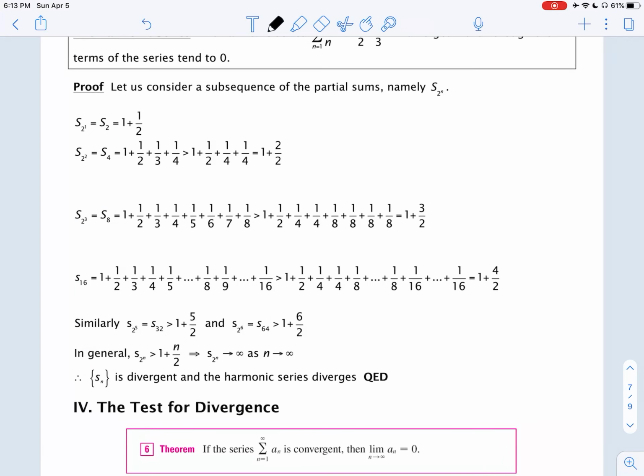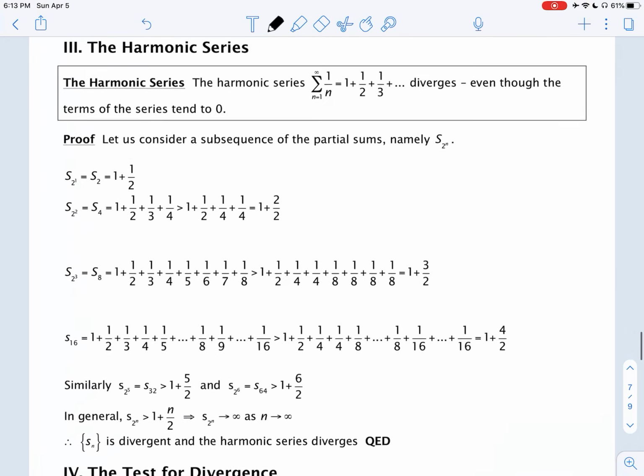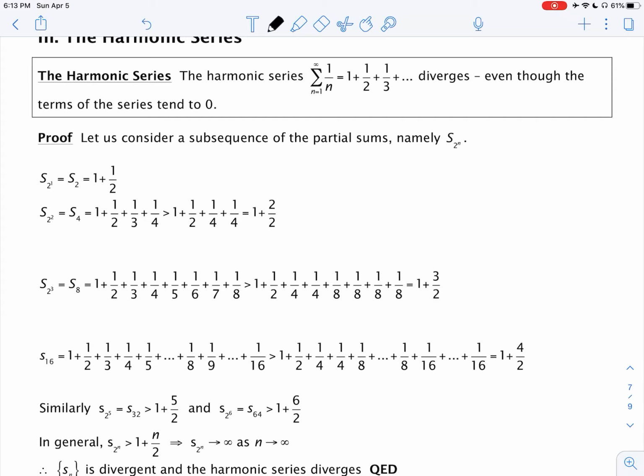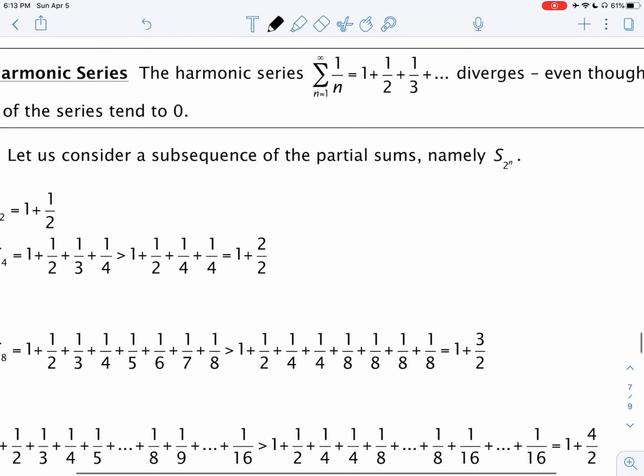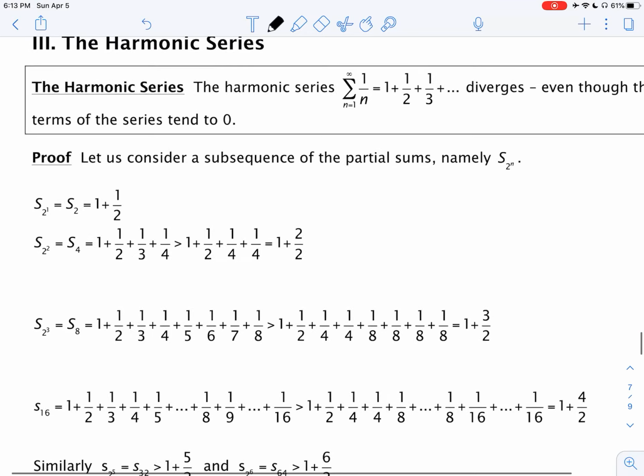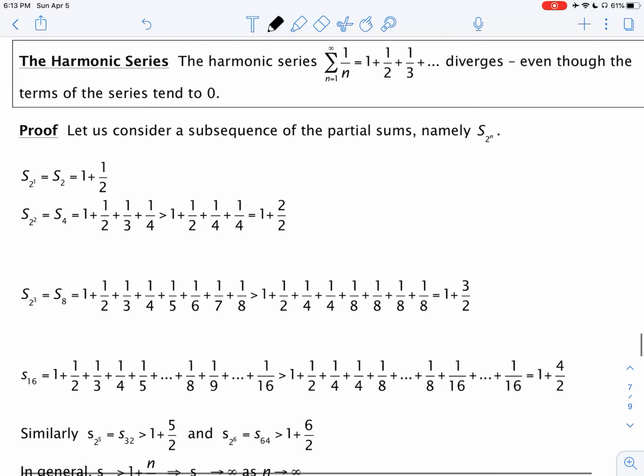So they kind of use a little bit of a trick. So what is this harmonic series? It's the sum of 1 over n. So if we start with n equal to 1, that would be 1 over 1 plus 1 over 2 plus 1 over 3. And this series is going to diverge.